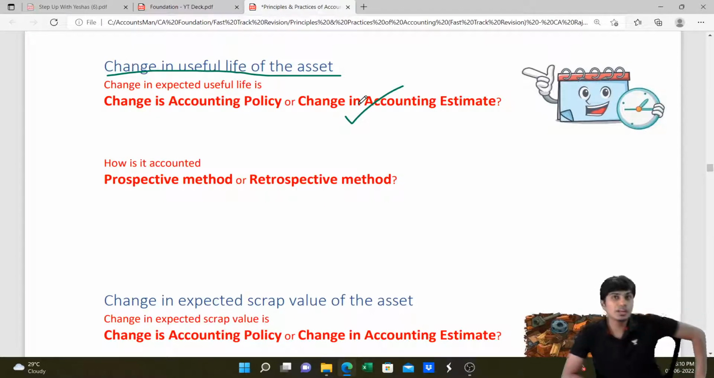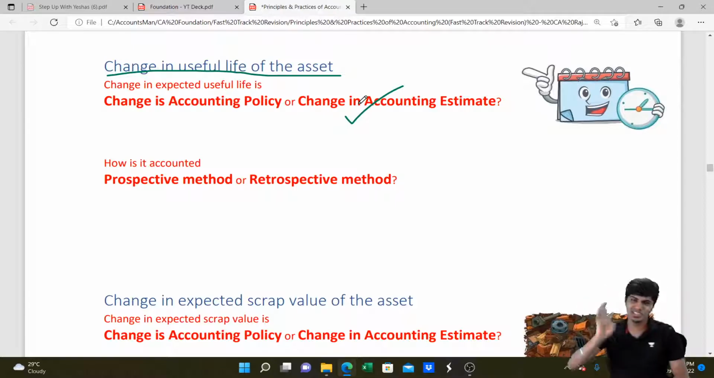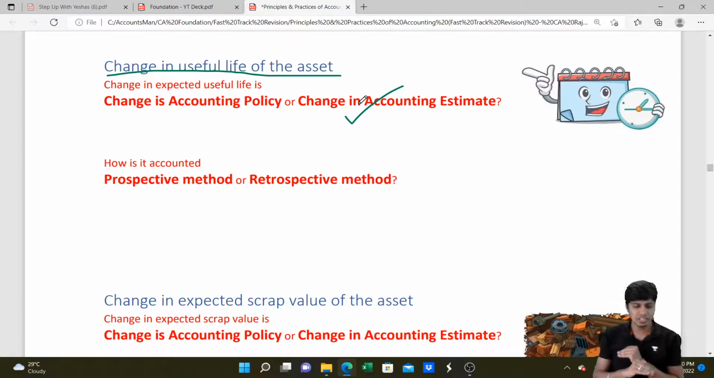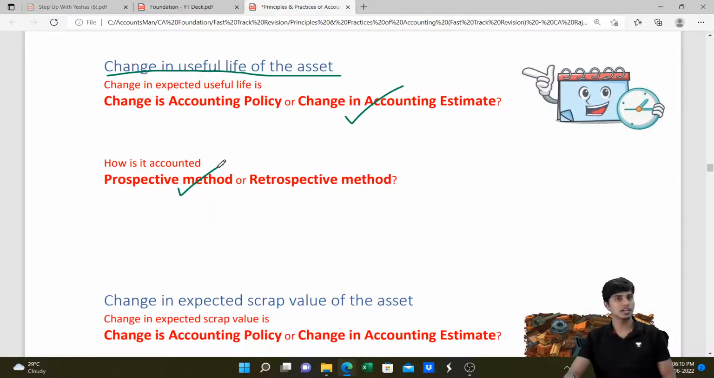Got it? You don't have to go back to the last 3 years and then change. No, no, no. In these remaining 5 years, you write off higher depreciation and then close it. That, my friends, is what we're going to do. And the impact that I told you right now is the prospective method. What method? Prospective method, not retrospective method.